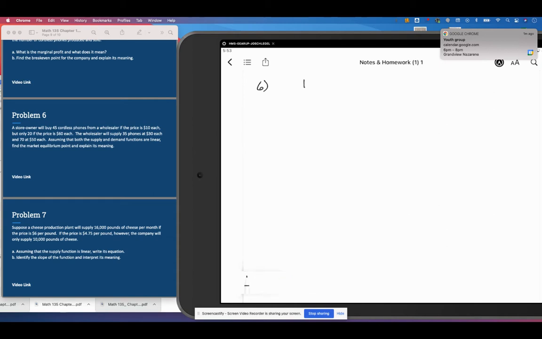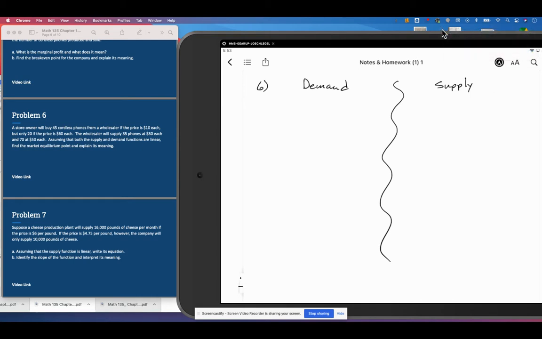So to start with, they are saying that they will buy, so that is demand. And the other, of course, is going to be supply. In both cases, we are given 2 points, so we need to use point slope form for this one. And we also need to remember that our y value is always money. So we will have (45, 10) and (20, 60). On the other side, we will have (35, 30) and (70, 50).